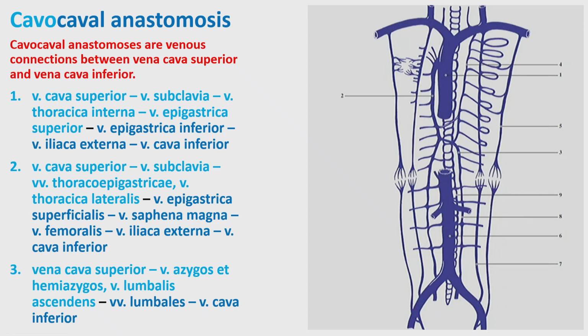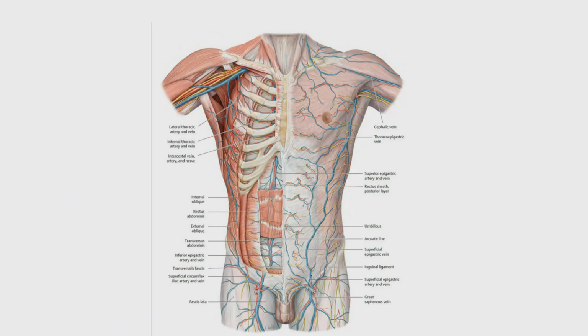The fourth one happens in the vertebral plexus, which is also considered, but I suppose these three are the most important. So the fourth one is the connection of the venous vertebral plexus to the superior and inferior vena cava.